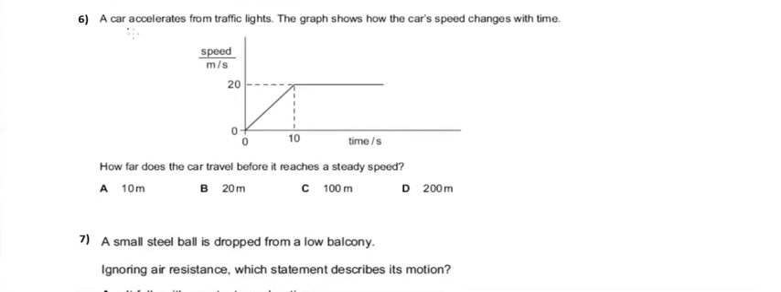Question number 6, you can see the car accelerates from traffic lights. The graph shows how the car speed changes with the time. How far does the car travel before it reaches the steady speed? So you can see this graph is the speed time graph, and at 0 second the speed is 0, and speed is increasing continuously till it reaches 10 seconds. At the 10 second mark the speed is 20 meters per second, and after 10 seconds it is constant. So before it becomes constant, because they are asking how far does the car travel.